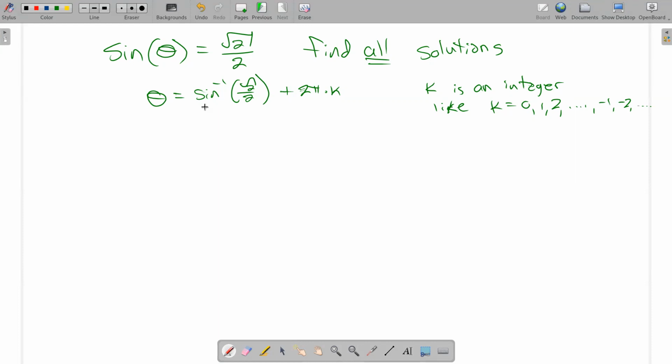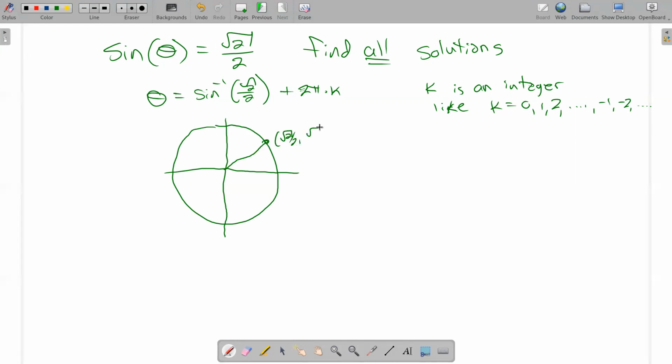So if k equals 0, I get the first basic solution from the inverse function. Well, what does the inverse function tell us? Well, we should recognize square root of 2 over 2 as a special number. And so we should think about our first quadrant. And square root of 2 over 2 is where y is equal to x here. Remember, sine is the y value, and that angle right there is pi over 4.